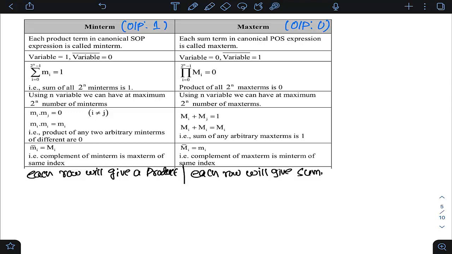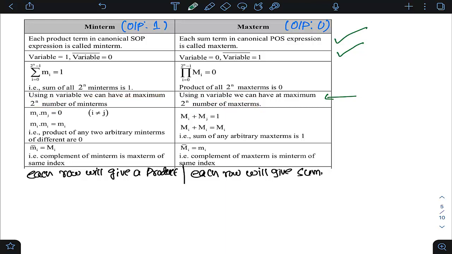Let us see some more interesting properties related to min terms and max terms. The first one we have understood, the second one we have understood, right? So now let's see first the fourth one and then I'll explain the third one, then the remaining two. So this says using n variables we can have at max 2 power n number of min terms. Using n variables we can have at max 2 power n number of max terms.